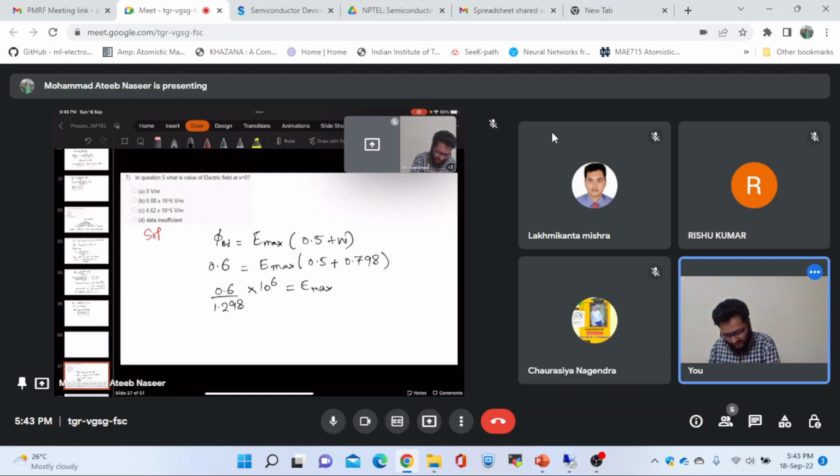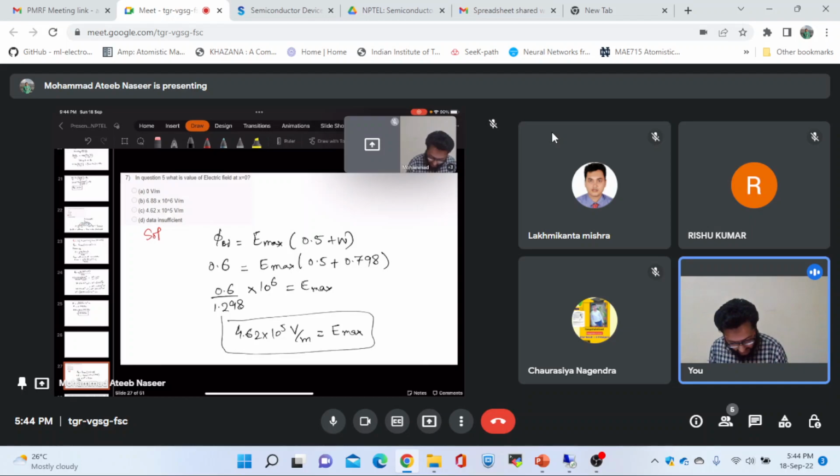So let me divide 0.6 by 1.298, so it will come out to be 4.62 into 10 raised to the power 5 volt per meter. Be careful about the units, since this was in micrometer. I have kept the units in meter in this problem.